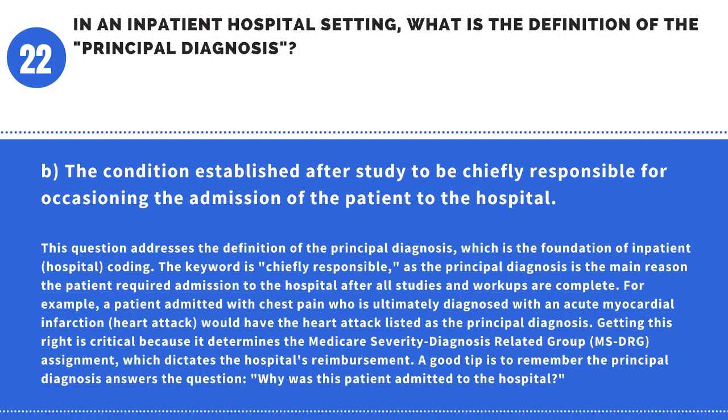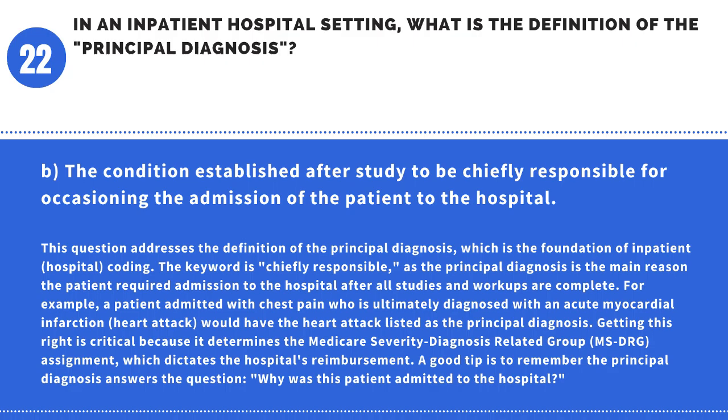Answer B. The condition established after study to be chiefly responsible for occasioning the admission of the patient to the hospital. This question addresses the definition of the principal diagnosis, which is the foundation of inpatient hospital coding. The keyword is chiefly responsible, as the principal diagnosis is the main reason the patient required admission to the hospital after all studies and workups are complete. For example, a patient admitted with chest pain who is ultimately diagnosed with an acute myocardial infarction, heart attack, would have the heart attack listed as the principal diagnosis.